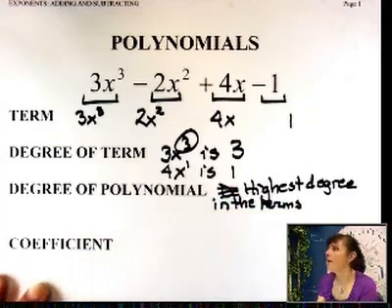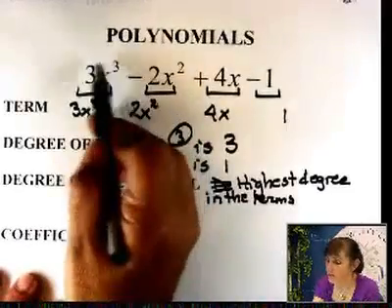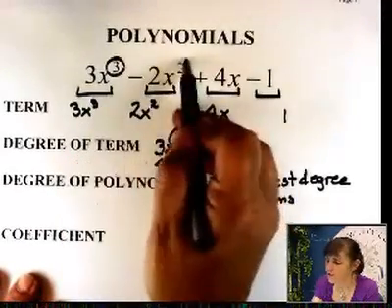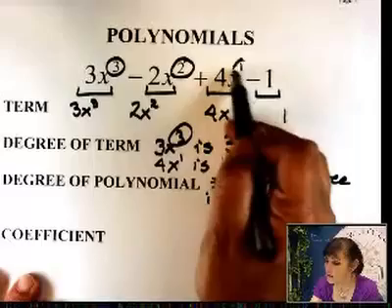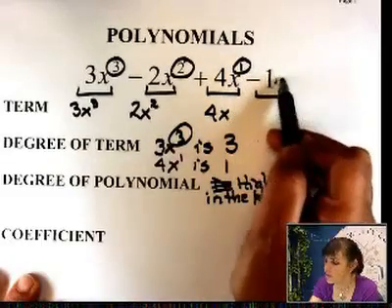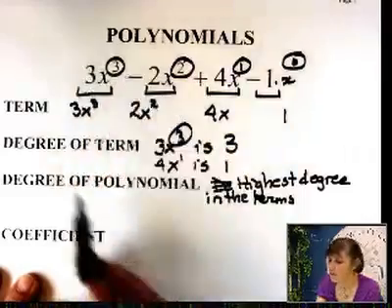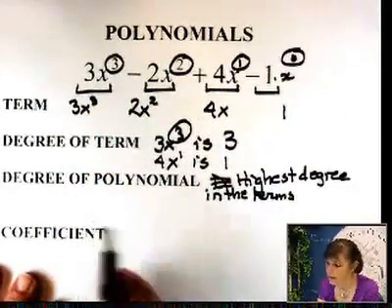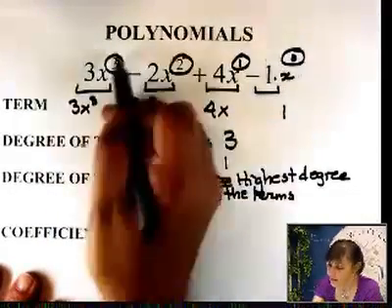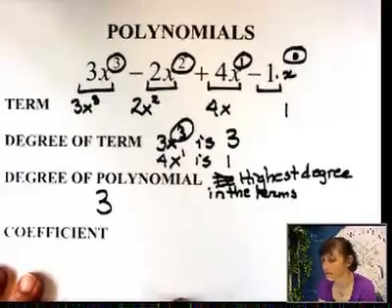Now let's look at this. The degree of this term is 3, the degree of this term is 2, the degree of this term is 1, and the degree of this term is 0. You see, that's hidden in there. The highest one is 3, so the degree of this polynomial is simply 3 because this is the highest one.